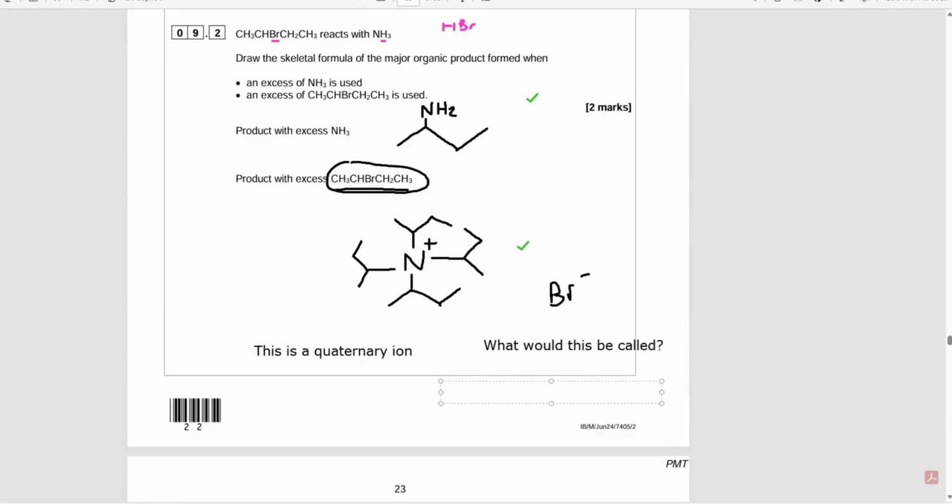Okay, so what would this be called? You can put me up in the chat because I'm not sure this is correct, but I think this would be tetrabutylammonium bromide. Because you've got these butyl groups attached on the sides. Anyway, hit me up in the comments. Let me know if that's wrong. Let me know what the correct name for this quaternary ammonium ion is.